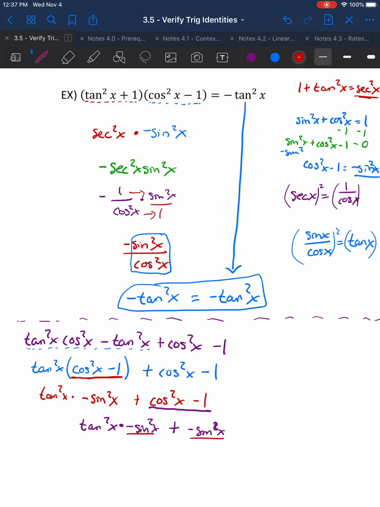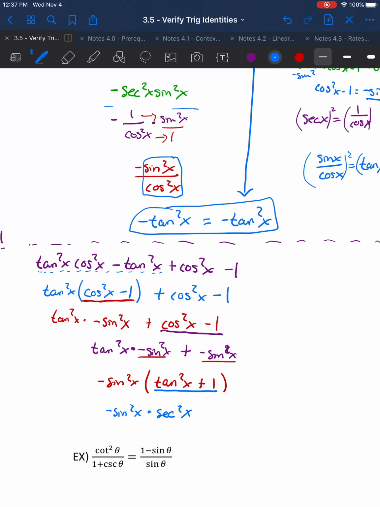All right, so now, hey, they share a negative sine squared. So let's factor that out. If I take out a negative sine squared, I would be left with tangent squared plus 1. Ooh, that's an identity. We've already used it too. That was way up here. That's secant squared. So now I have negative sine squared x times secant squared. Oh, look, I kind of got back to the same boat I did up here.